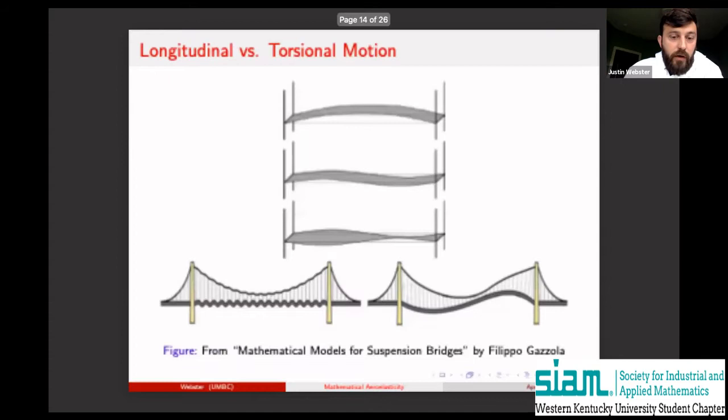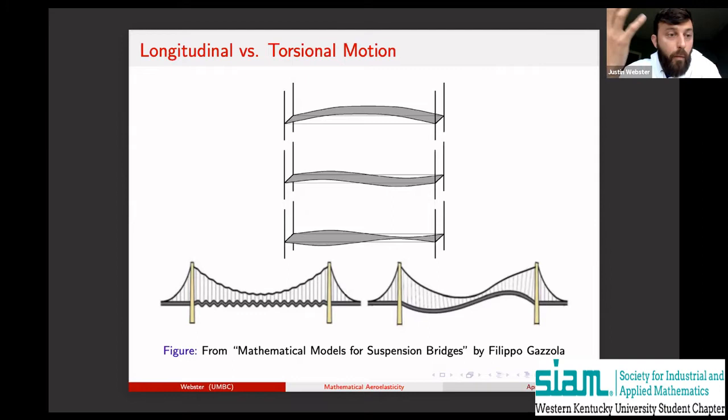So our job as modelers or mathematicians or engineers or whatever is to figure out what happened, right? And the primary question is not so much why the bridge bounced up and down. We have good explanations for that. The big question is why on that particular day did the behavior switch from longitudinal to torsional? So again, up and down versus twisting. Twisting is bad. Concrete is not designed to handle it. If a bridge twists, it will fall down. Bouncing up and down, not a big deal.